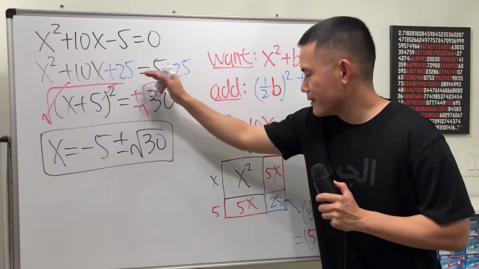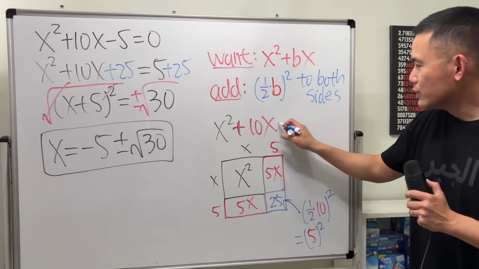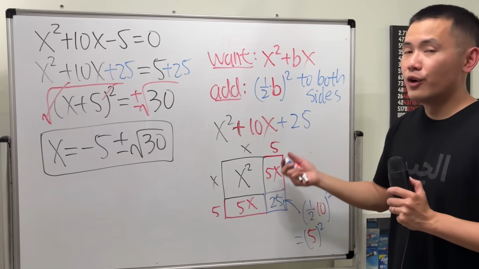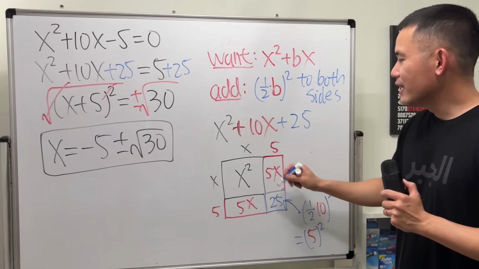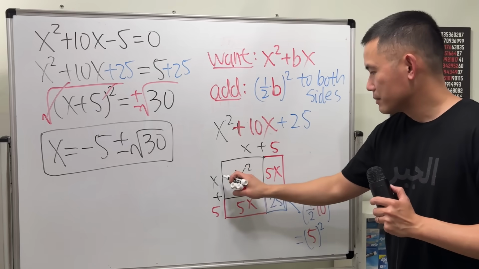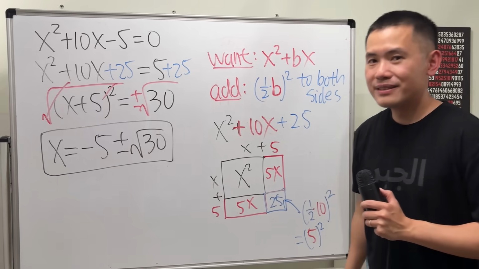Just like this. So that's why once we add a 25 to it, we have finished this whole picture for the square. And if you factor it, you get precisely x plus 5 times x plus 5. That's that. Cool, huh?